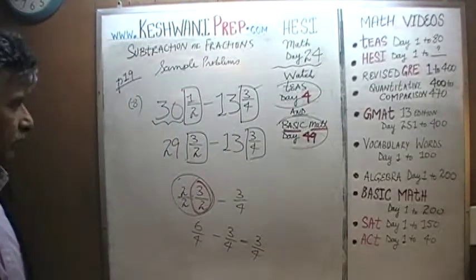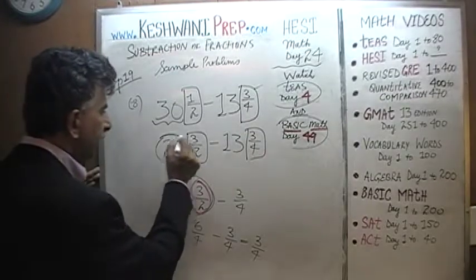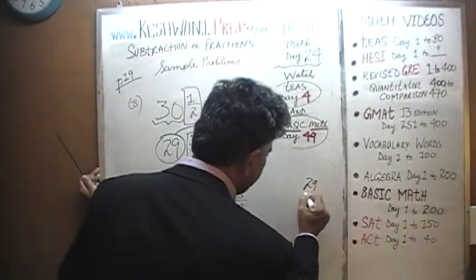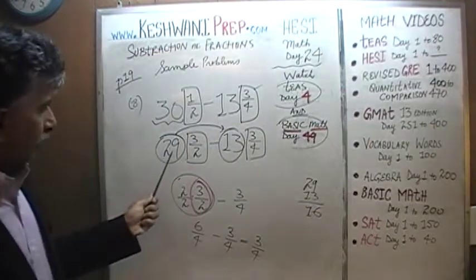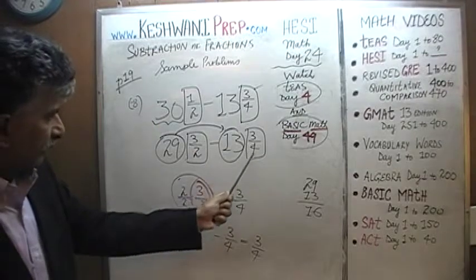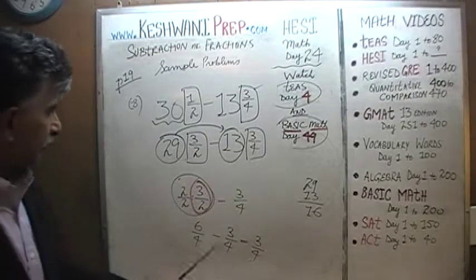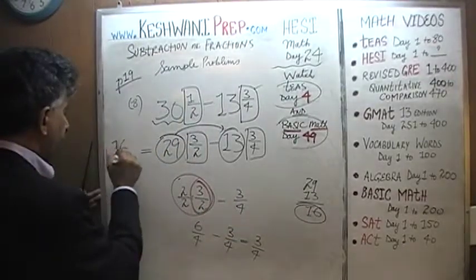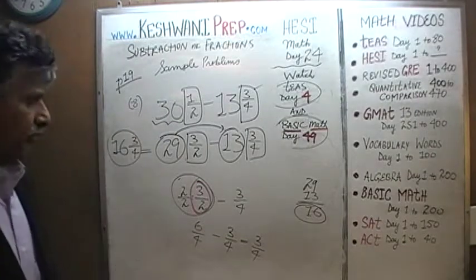It's simply 3 quarters. We're almost done. Now we can take care of the whole number, 29 minus 13. 29 minus 13 is simply 16. So this whole quantity, 29 minus 13 is 16, and we just found out that 3 halves minus 3 quarters is simply 3 quarters. So the final answer happens to be 16 and 3 quarters.